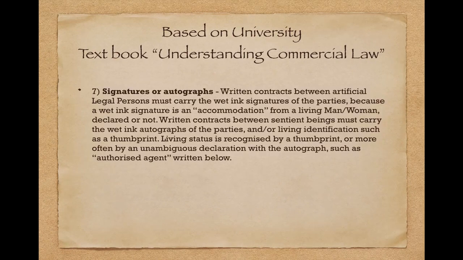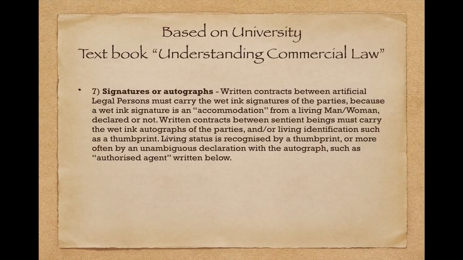Signatures or autographs. Written contracts between artificial legal persons must carry the wet ink signatures of the parties. Can an artificial legal person put a wet ink signature? Absolutely not. But because a wet ink signature is an accommodation from a living man, declared or not. Now, if you don't declare it, then you are that artificial person. If you declare it, say by accommodation, then they know that there is a living person behind it. So be very careful with this.